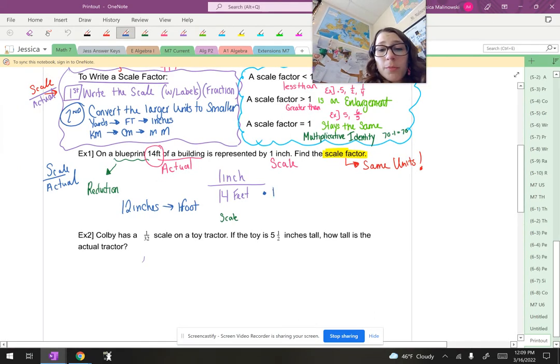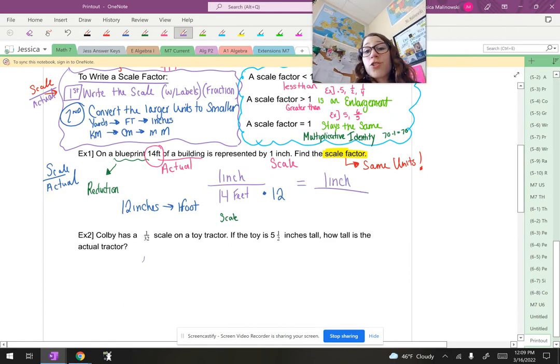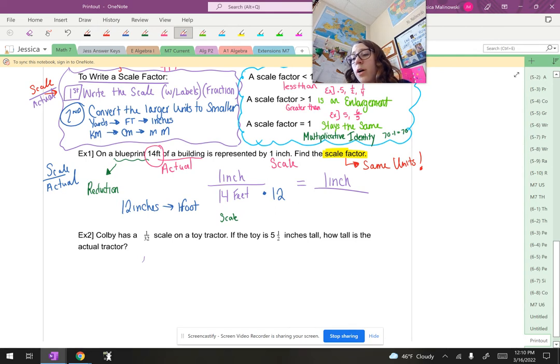Okay, so we're going to multiply that bottom by 12. Like we said, that top is still going to stay as 1 inch because we wanted our units to be inches. That's already inches, I don't need to do anything. 14 times that 12 is going to give me, I don't know, 14 times 12 is 168.